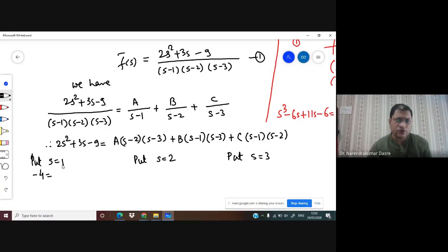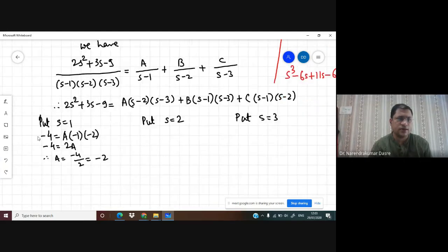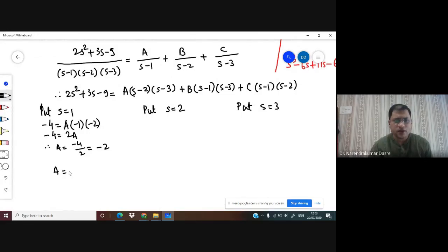And now, for this term, we have to consider. So I'll have A, and with s is equal to 1, this will be minus 1, and this will be minus 2. Once I have minus 1 and minus 2, then the term here is minus 4 equal to 2A. So I'll have A is equal to minus 4 by 2, and that is equal to minus 2. Now I'm able to get that A is equal to minus 2. So let's have this here.